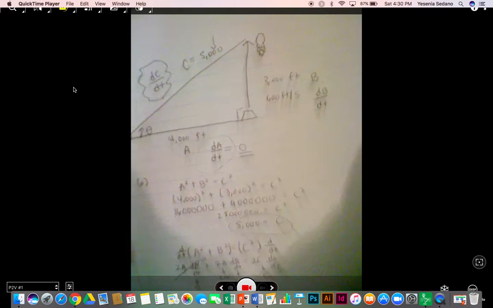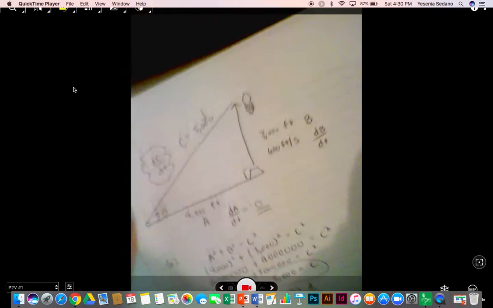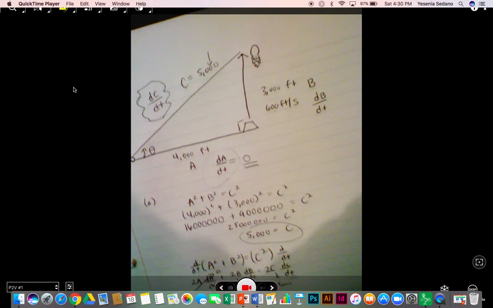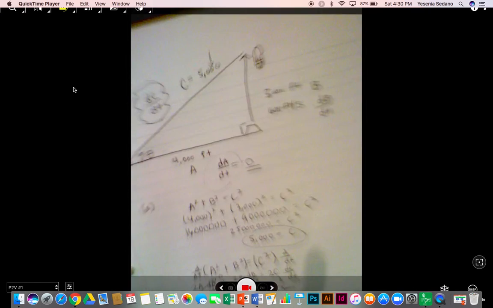Take a look at part B. So I already, whoops. The second question is, sorry, I'm adjusting the camera. It's hard to see all the work here.